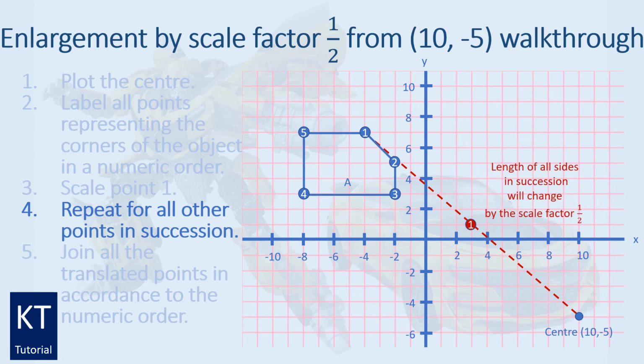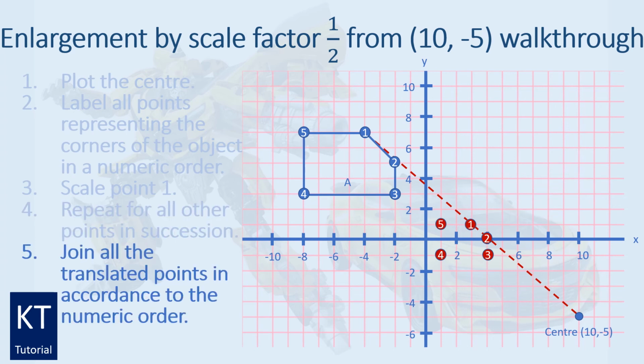Knowing that the length of all sides in succession will also change by the scale factor of half, we can plot points 2, 3, 4, and 5 accordingly. Step 5. Join all the translated points in accordance to the numeric order.